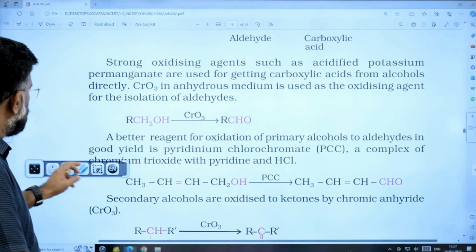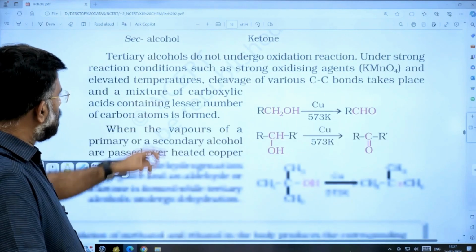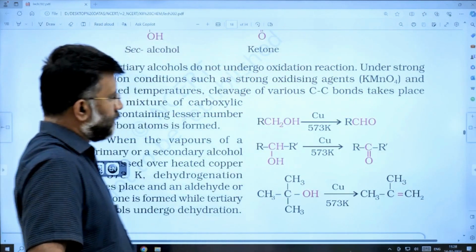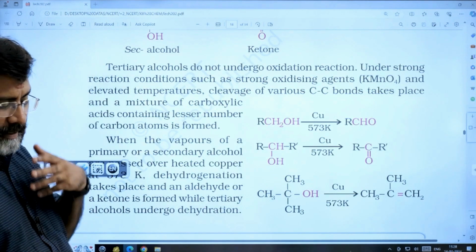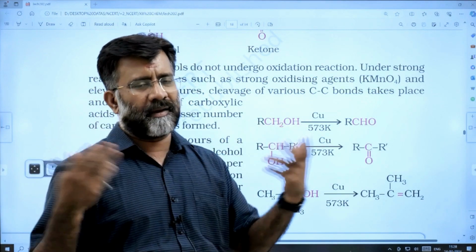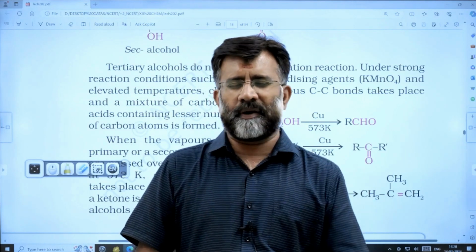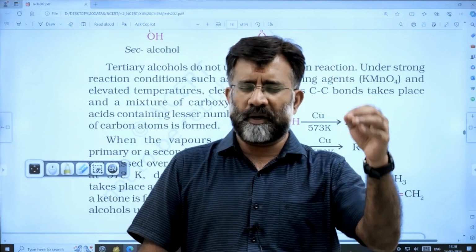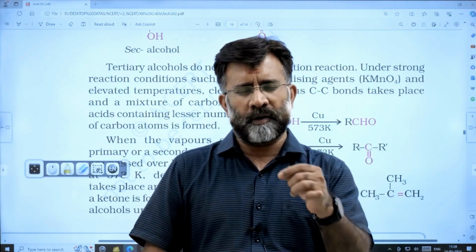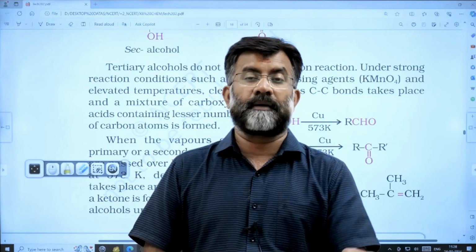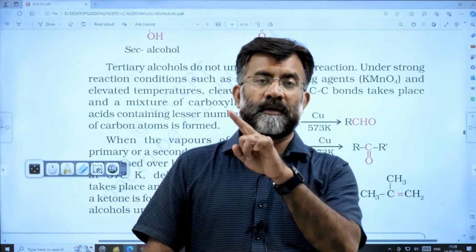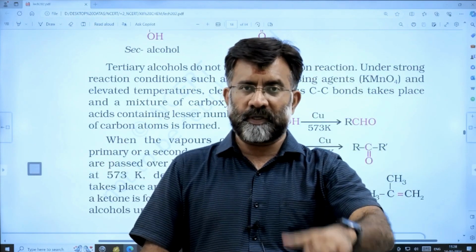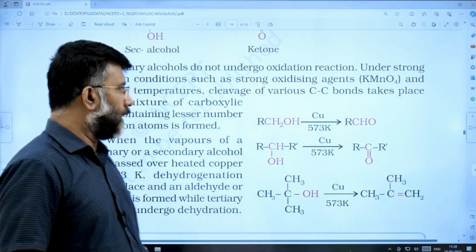So that is about oxidation of alcohols. As I said, tertiary alcohols do not undergo oxidation reaction. Suppose you try at a drastic condition, the bonds will break and you get alkene and different kinds of products, and finally you may land up with a carboxylic acid with an even lesser number of carbon atoms than in secondary alcohols. In primary alcohol, the carbon atom count remains the same. In secondary alcohol, the carbon atoms will decrease. Tertiary again will decrease if you go at elevated conditions.